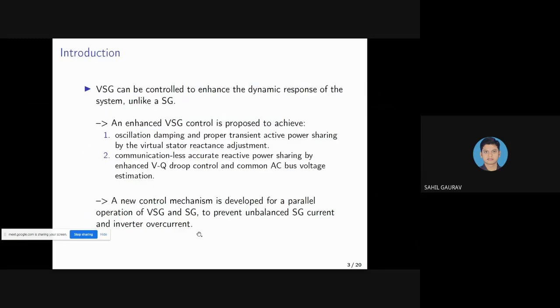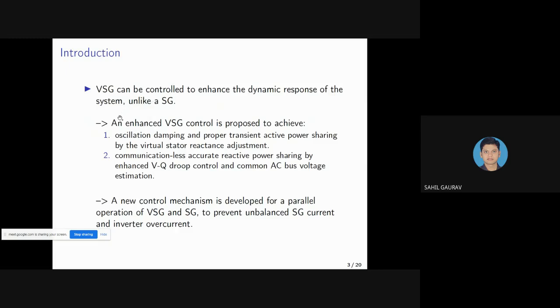Now we come to what we are going to see in this lecture: virtual inertia based stability and regulation support. There are still some problems associated with the virtual synchronous generator. One advantage is that, unlike a real synchronous machine, the parameters of the virtual synchronous generator can be controlled to enhance the dynamic response of the system, which is not available in the synchronous generator. So one big advantage is that we can play with the parameters of the VSG to enhance the dynamic responses of the system.